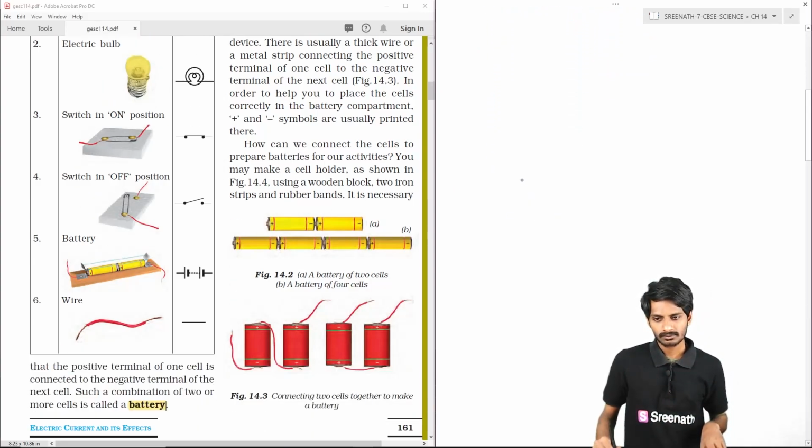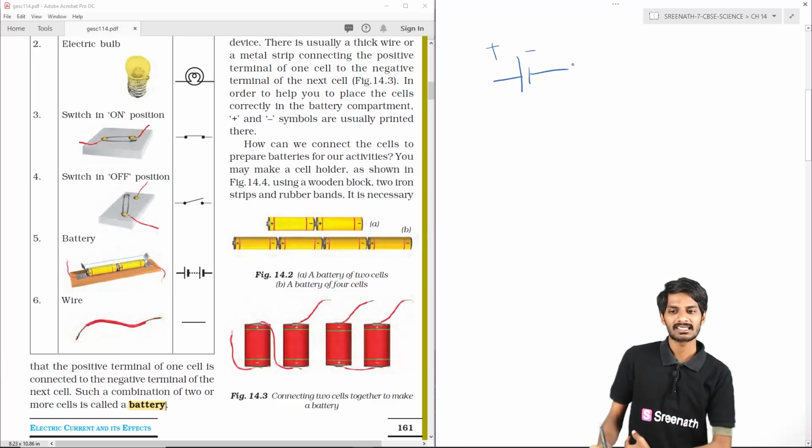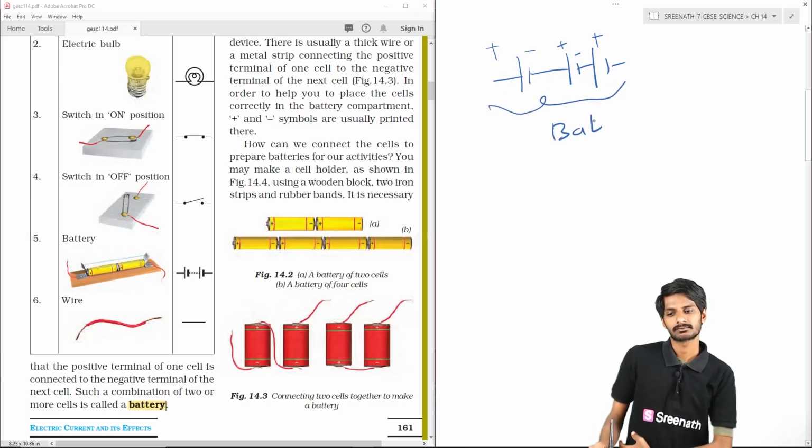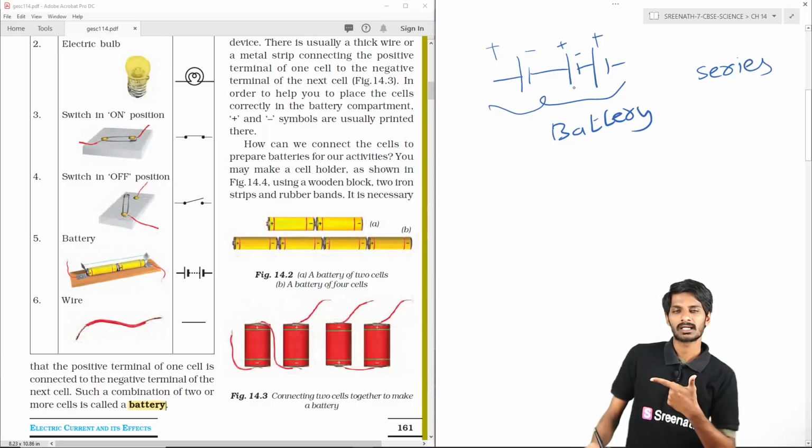So it is the single cell, students. Positive, negative. If you want to connect more cells, how do you connect them? The negative terminal of the first battery is connected to the positive terminal of the second battery, and this continues, and the negative terminal of the second battery is connected to the positive terminal of the third battery, like that, students. So we call this a battery. Like that we connect cells, students. It is called series connection. Okay, students, like that we will connect.